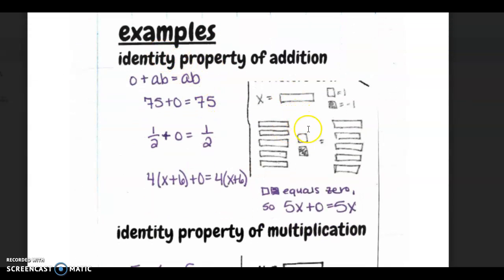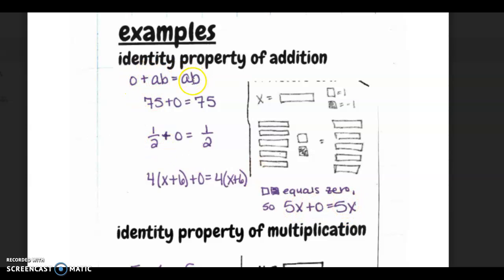Here's another picture, actually, of things. If you think about these blocks as x's, a rectangular block is x, a shaded block is -1, and an open square is +1. So 1, 2, 3, 4, 5. So this is 5x. So 5x plus 0, these two cancel out, -1 plus 1 is 0, equals 5x. So nothing changes in the term that you add 0 to, you still end up with the same identity.